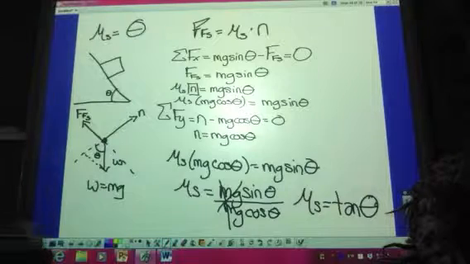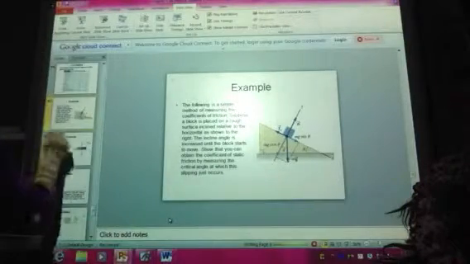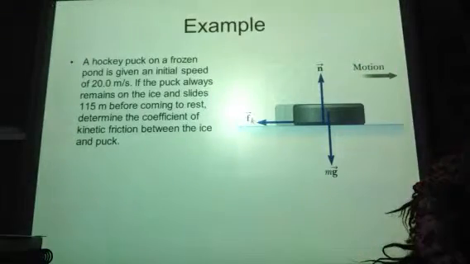Okay, let's actually do now another problem with friction. Okay, so let's say we have a hockey puck that's on a frozen pond and it's given an initial speed of 20 meters per second. If the puck always remains on the ice and slides 115 meters before coming to rest, we want to determine the coefficient of kinetic friction between the ice and the puck.